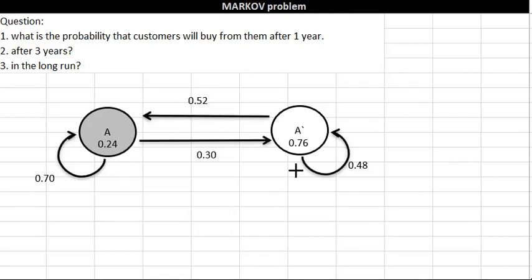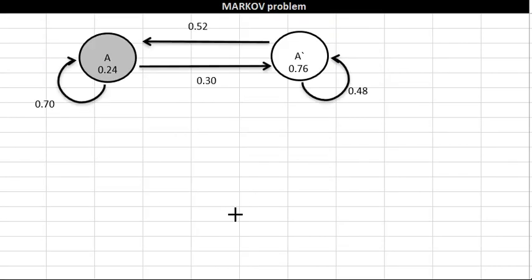After natin magawa yung ating Markov diagram, we could now create two kinds of matrices. We need to create the initial state distribution matrix and our transition probability matrix. Ano po yung dalawang yan?